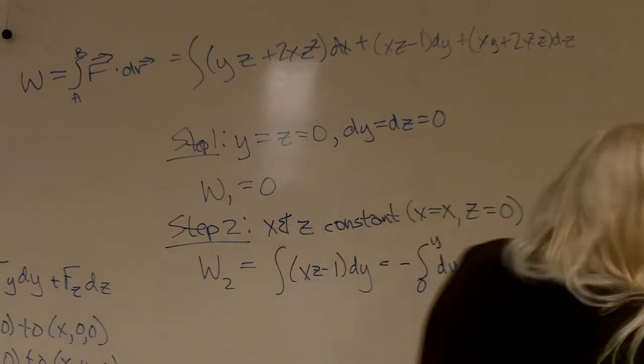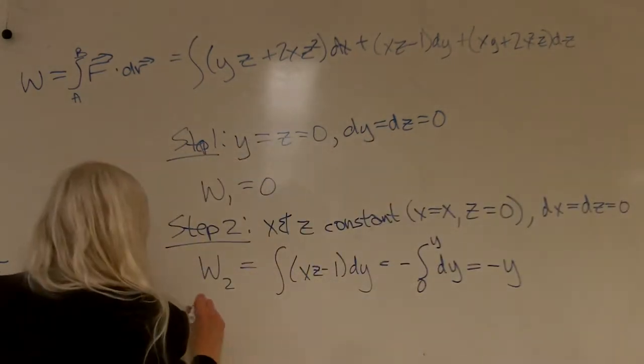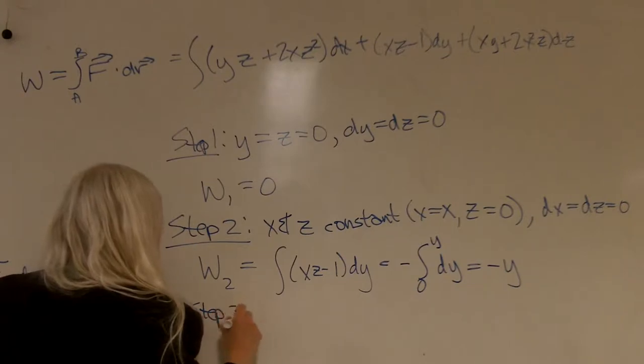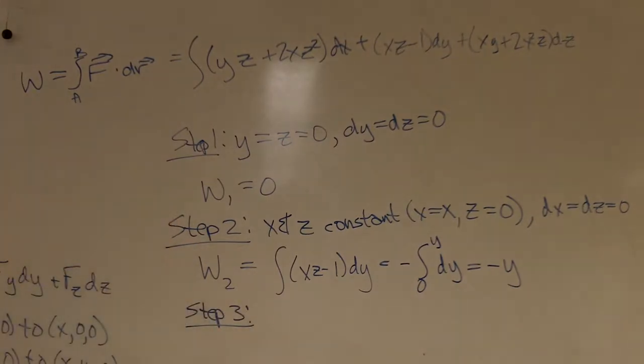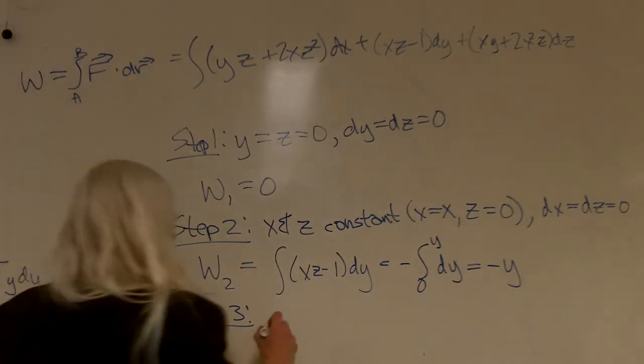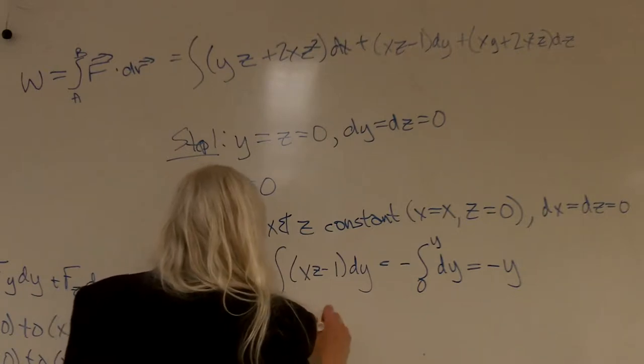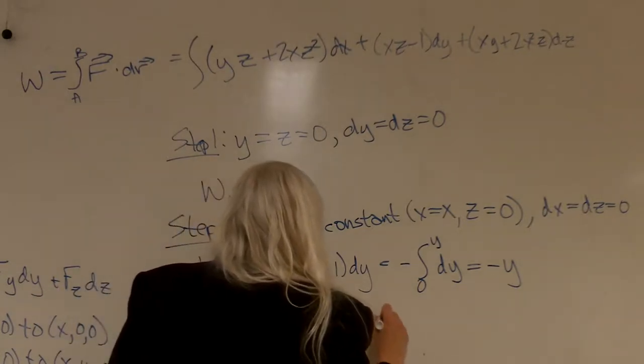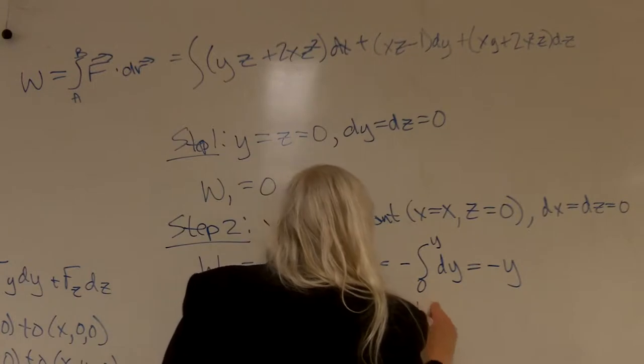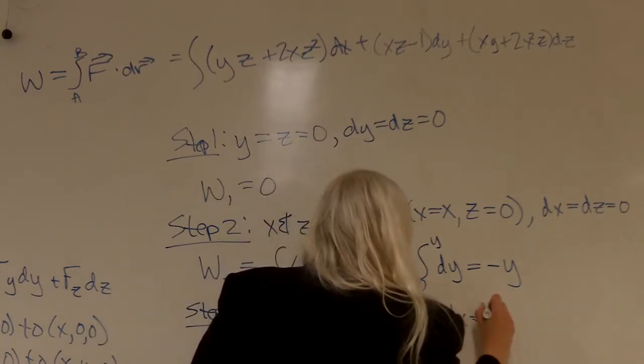Okay, so step 3. As we move along step 3, it's the z coordinate that's changing. It's going from 0 to z. Both x and y are being held constant at the values we got from the upper limits of the previous two integrals that we've done. Okay? So now x and y are constant. And that means dx and dy are 0.